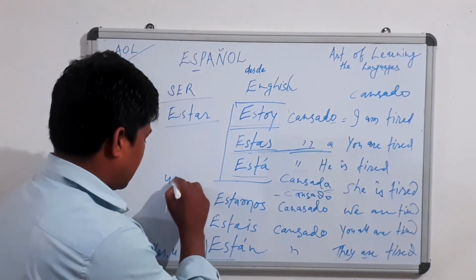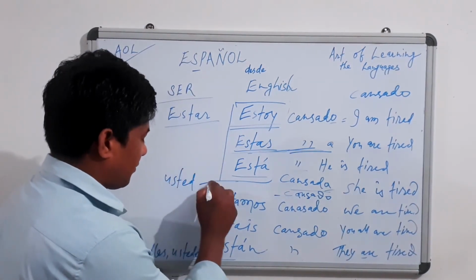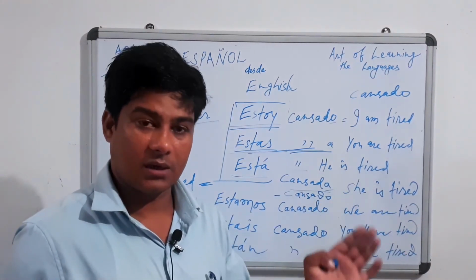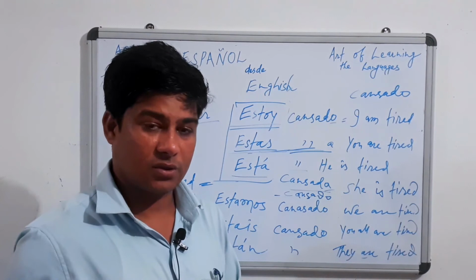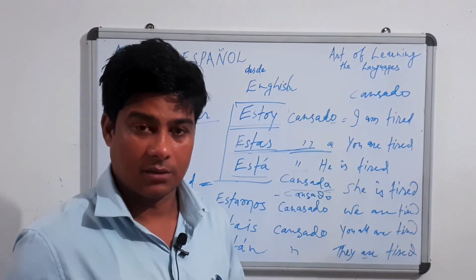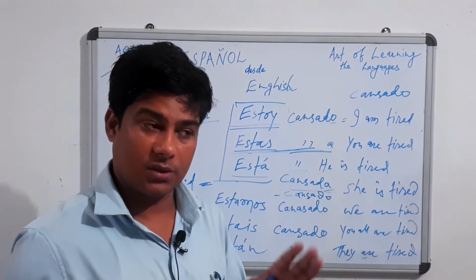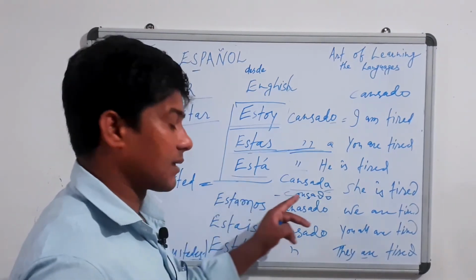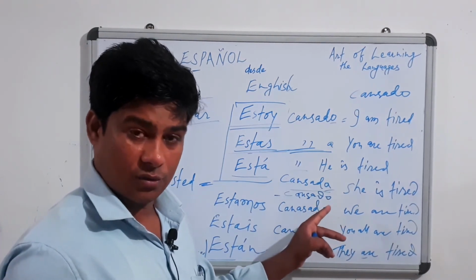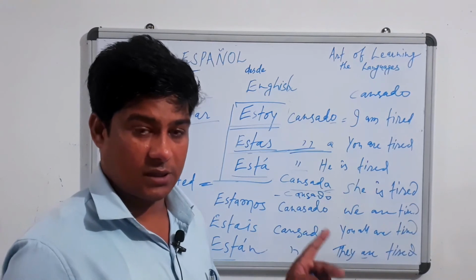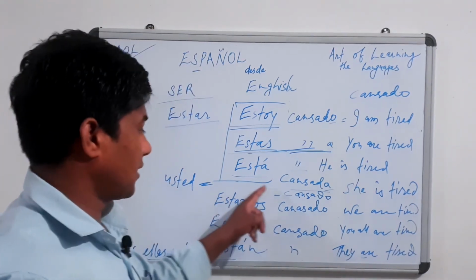If we have the usted form here, and we are talking with a person, suppose you are talking with your boss and you are saying, sir, you are tired. Sir, you are feeling tired. You are looking tired. So you can say usted está cansado. If he is a man, then cansado, and if she is a woman, you can say está cansada.